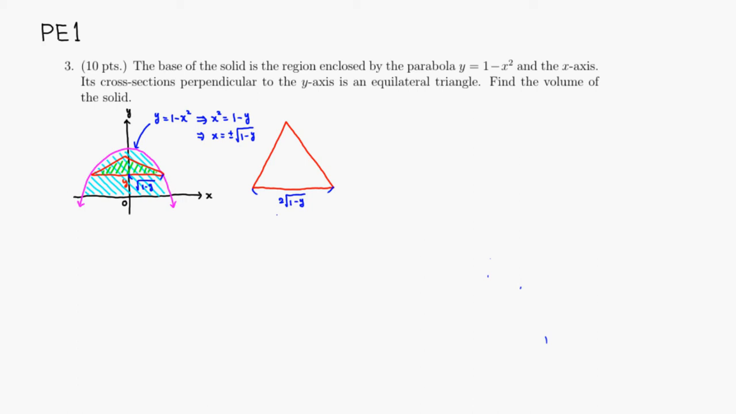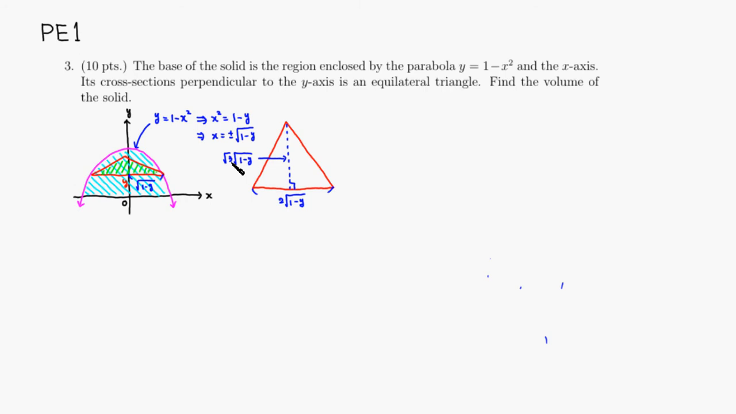Then if you draw the altitude right in the middle, like that, you would have a 30-60-90 triangle. So the ratio is 1 to 2 to square root of 3. This side is square root of 1 minus y, so this is times square root of 3. This length right here is square root of 3 times square root of 1 minus y.